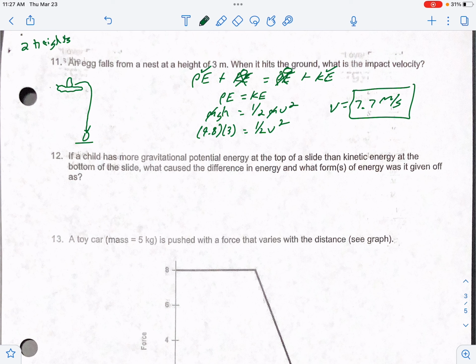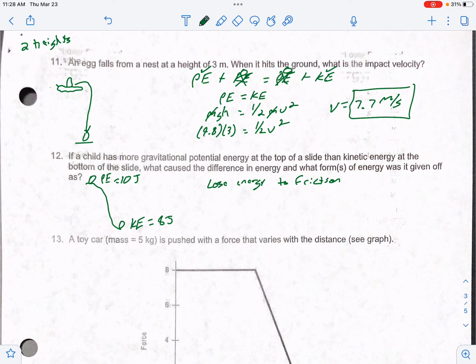Number 12, if a child has more gravitational potential energy at the top of the slide than the kinetic energy at the bottom of the slide, what caused the difference in energy, and what form of energy was it given off as? So we have a slide. At the top, we've got a child, boy or girl, up here. It has purely potential energy. Let's just say it's 10 joules just for the sake of this problem. Now, when that child gets to the bottom of the slide, they have purely kinetic energy. But let's say it's 8 joules now. So we want to know, where did that 2 joules go? What happens is, in the real world, when you slide down something, you will lose energy to friction.